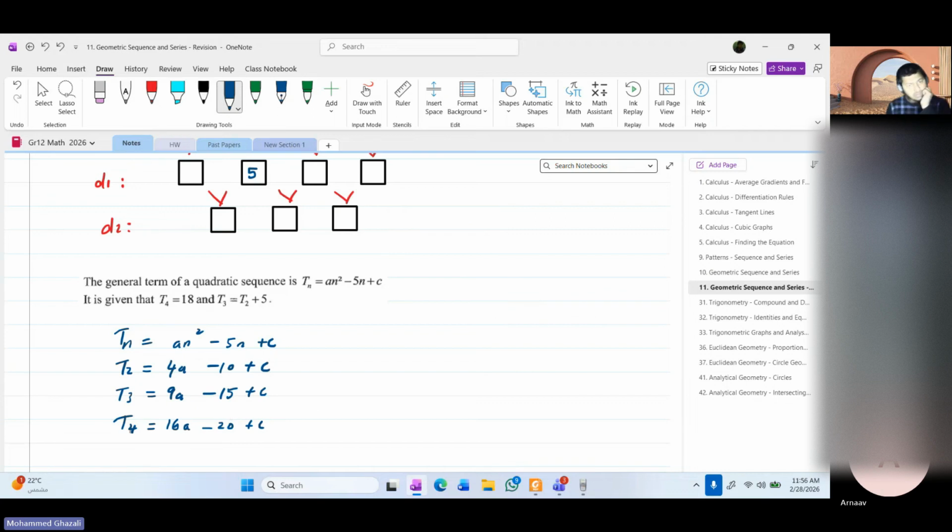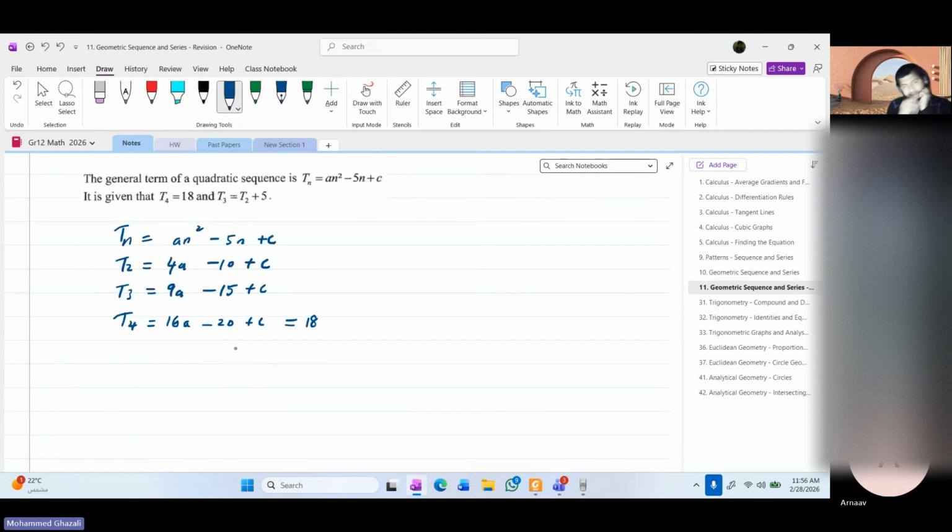All right. So now we already know term 4 is 18. And now this is in terms of a and c. So this is equation 1. We can solve this. So you get 16a plus c is equal to 18 plus 20, which is 38. So that's equation 1. Equation 2 is this one here. Term 3 is equal to term 2 plus 5. So what's term 3? 9a minus 15 plus c, right?